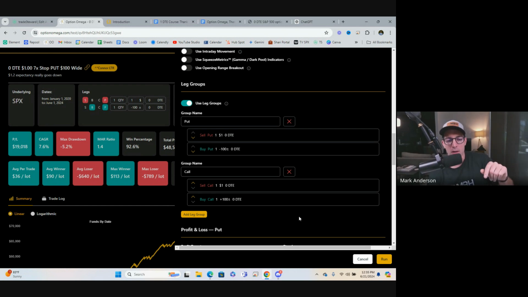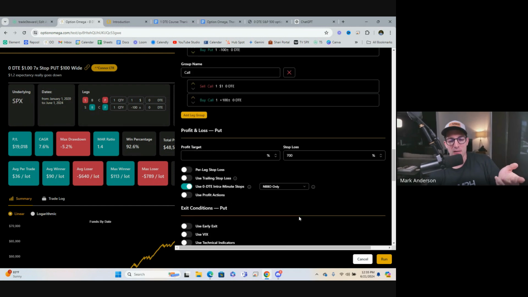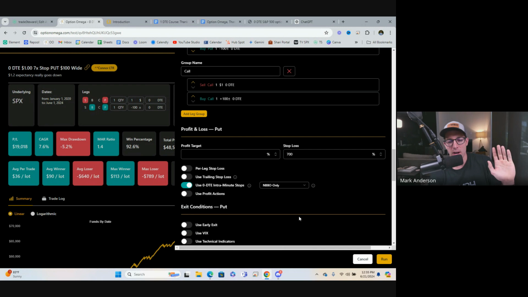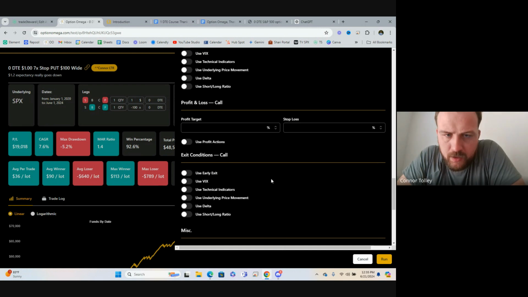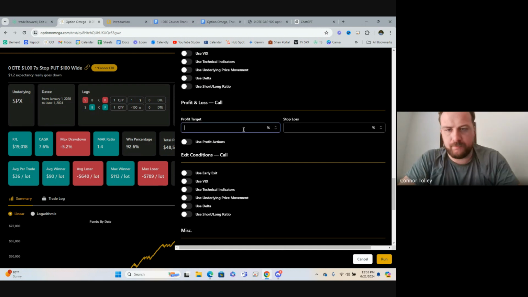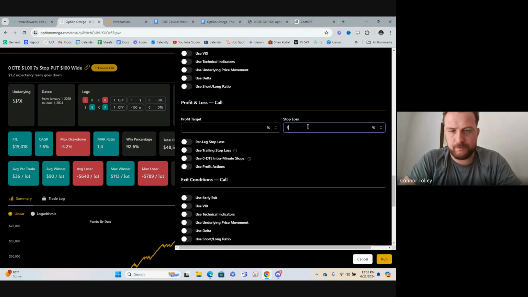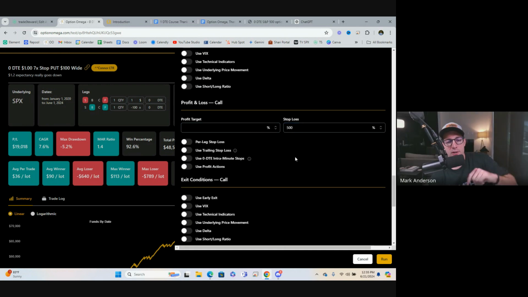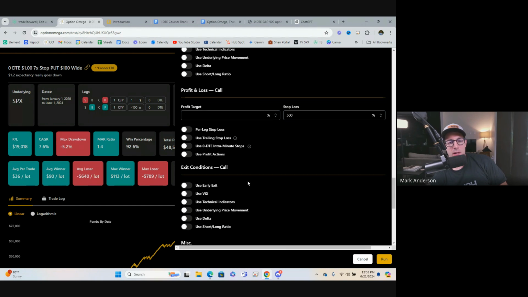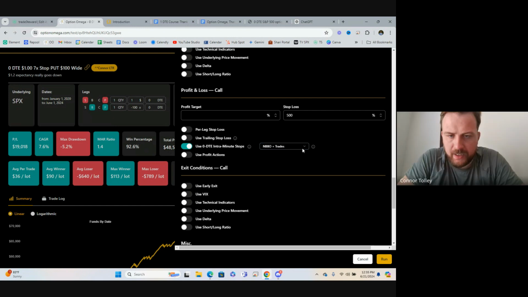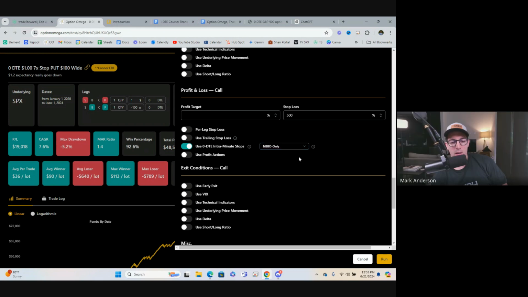Now scroll down. So on the stop loss on the put, we're still going to be 700%. That's all fine. Scroll down to the call then. On the call, put 500. Stop loss. Now use intermittent stops. Right, use 0 DTE intermittent stops because we're trading. There it is. And then do NBB minus trades. Minus only. Yeah, minus only. Yep.